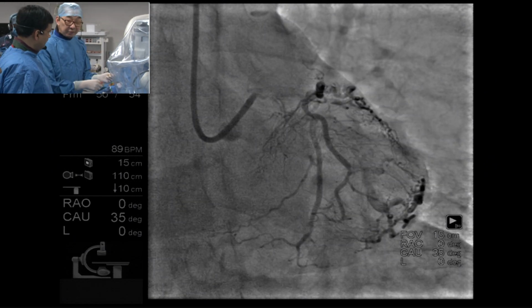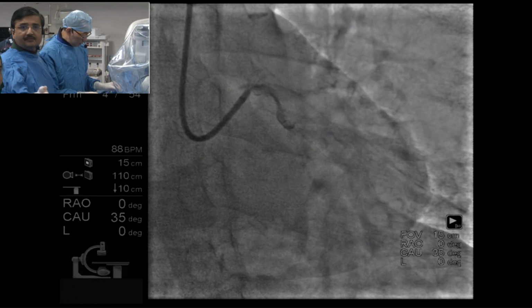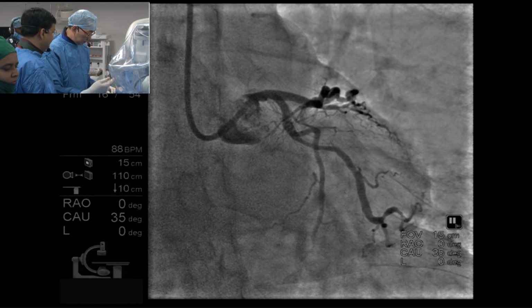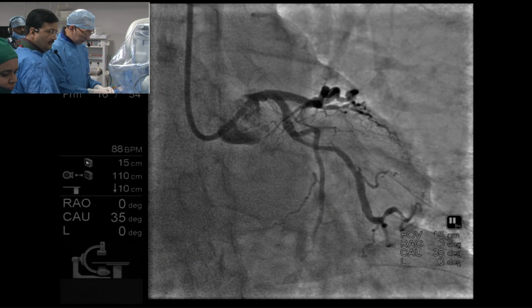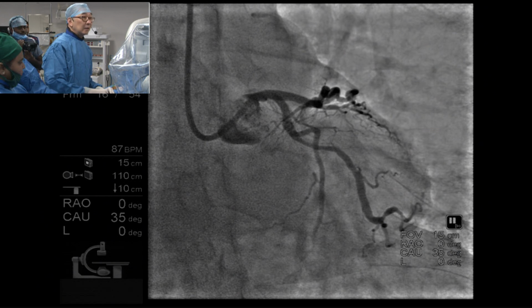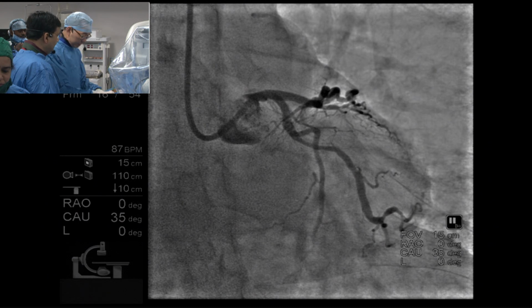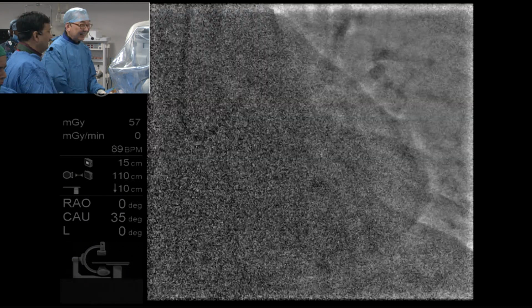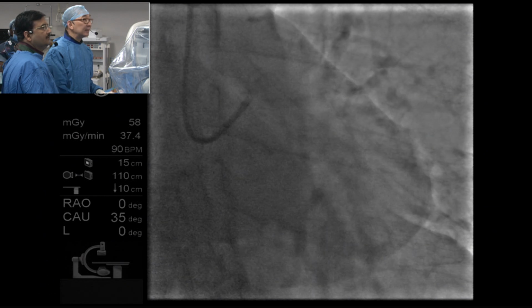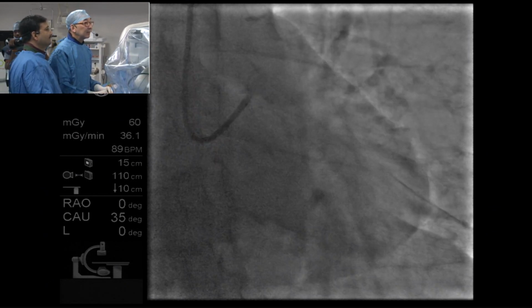Is the IVUS catheter ready? Why not OCT? Because it's not a left main. I'm sorry, can I hear? Why not OCT? I think we see a lot of OCT today. There's enough OCT. Post-stenting we will do it, na? Oh, you want post-stenting IVUS? Okay, because it's a long case. Oh, okay. Yes.